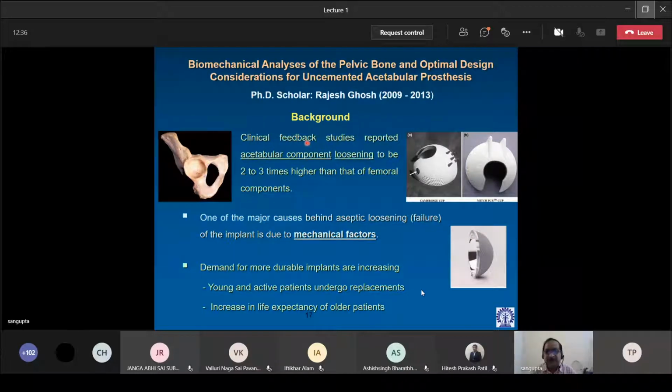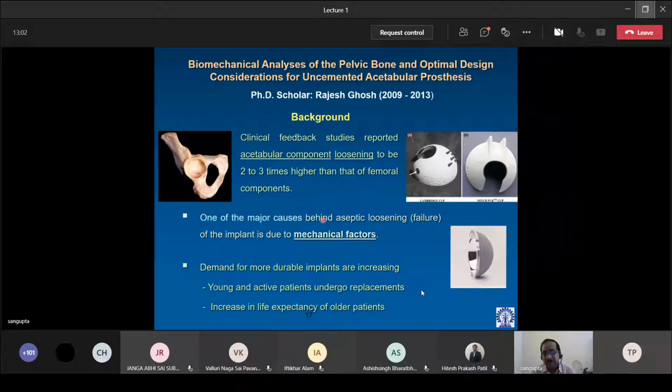Now the clinical feedback studies reported that mechanical loosening of the acetabular component was found to be 2 to 3 times higher than that of femoral components. So the acetabular component fails at a much higher rate than the femoral component.